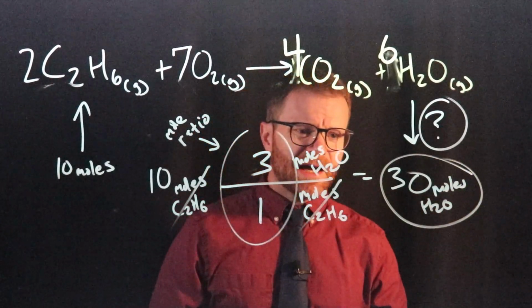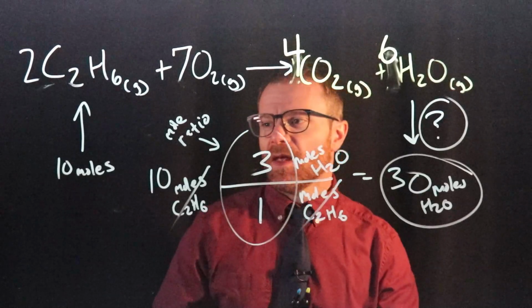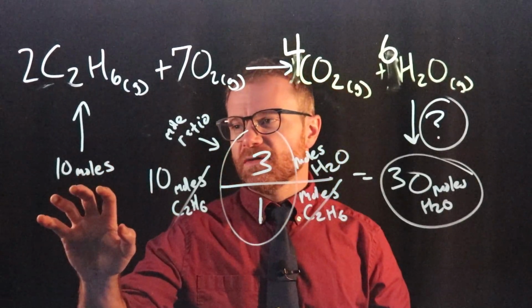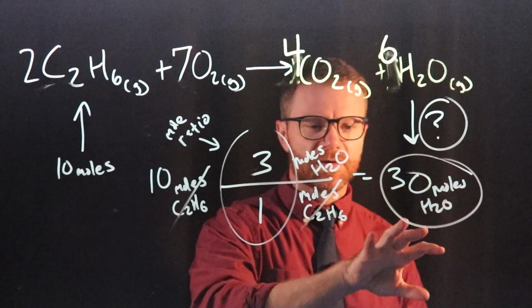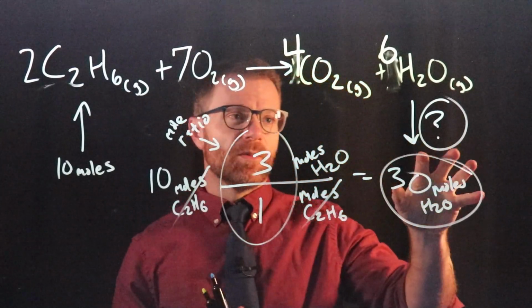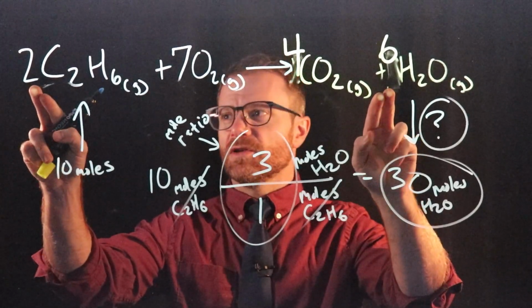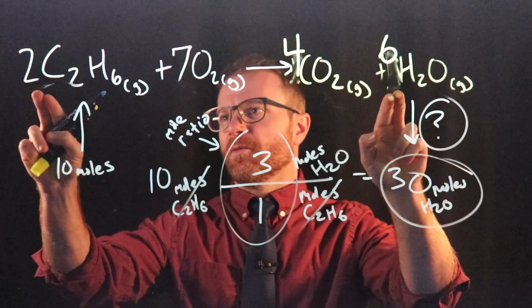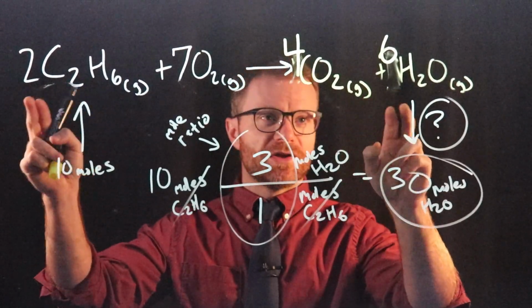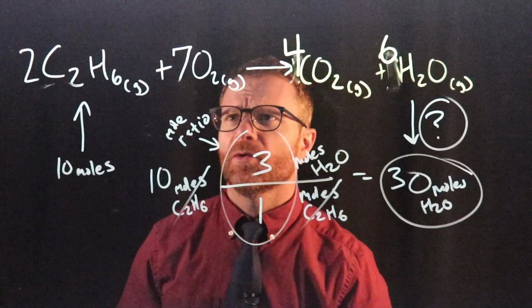So now we can actually quantify some things in our chemical reactions. If I started with 10 moles of ethane, I could tell you that I'm going to produce 30 moles of water. And it's 3 times more because of the ratio of these things in the chemical equation. We're going to produce 3 times more water than we are ethane because the ratio is 1 to 3. Let's do another example real quick.